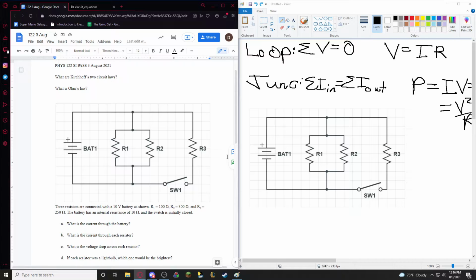Let's take 10 minutes, then we'll go over it. We want the current through the battery, the current through each resistor, and the voltage across each resistor.